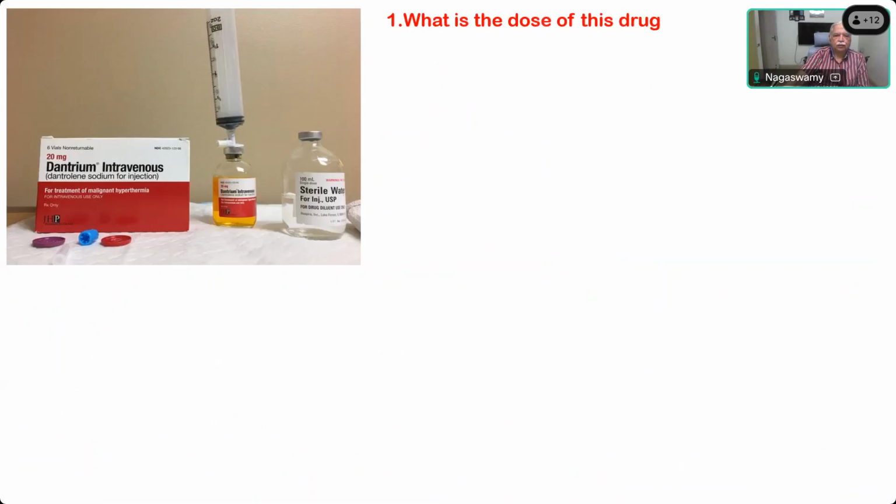What is the dose of this drug? 2.5 milligram per kg. Is there a range or only a standard 2.5 for everybody? 2 to 2.5 milligram per kg. And 2 to 3 milligram per kg initial bolus, further dose of 1 milligram per kg.